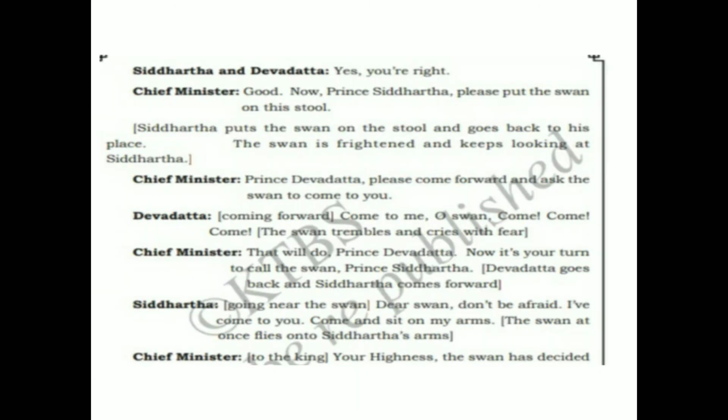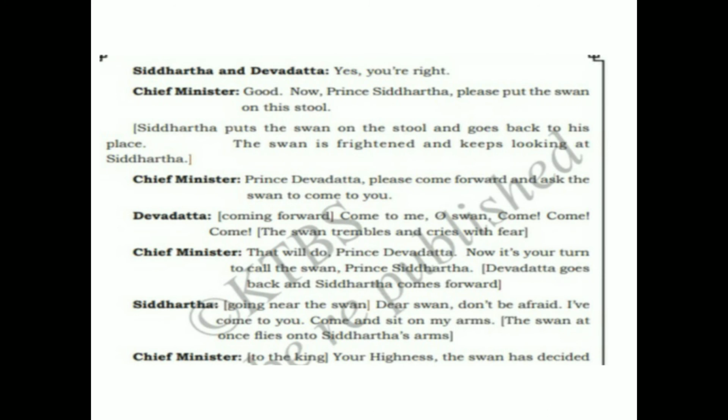Siddhartha and Devadatta say, yes, you are right. They tell the chief minister, what you are telling is right. I shot it, Devadatta is telling. I gave life, Siddhartha is telling. Yes, you are right. Next, the chief minister says, good.